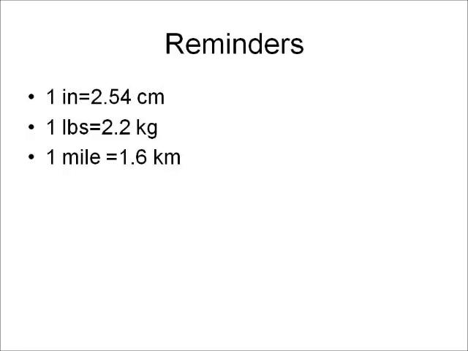Reminders: 1 inch equals 2.54 centimeters. 1 pound equals 2.2 kgs. And 1 mile equals 1.6 kilometers. So we need those when we do our conversions from our English into our metric units, which we need to do these calculations. All right, I will also follow up with the data sheets and explain those.